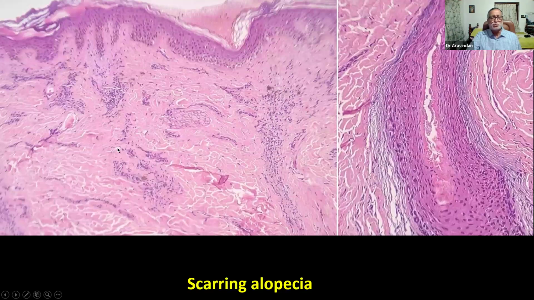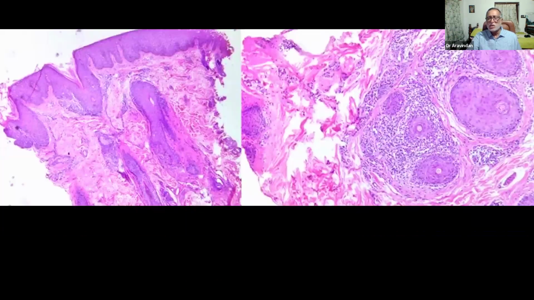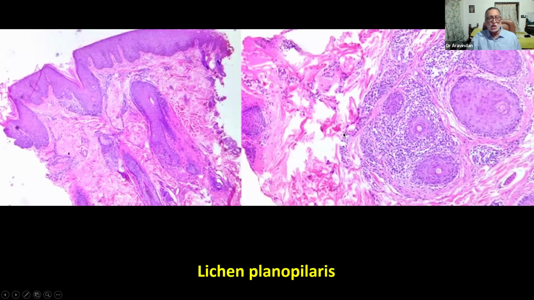Coming to alopecias. So this is the typical scarring alopecia where you find no hair follicles, just scars, linear scars like this. And sometimes you cannot make any particular diagnosis. You just call it an end-stage scarring alopecia. Beyond that, you may not be able to make any diagnosis. Sometimes you can make a diagnosis, like in this case. Here you find a follicle and around the follicle almost a lichenoid kind of infiltrate. And this is classical of lichen planopilaris, which is one of the common causes of a scarring alopecia.